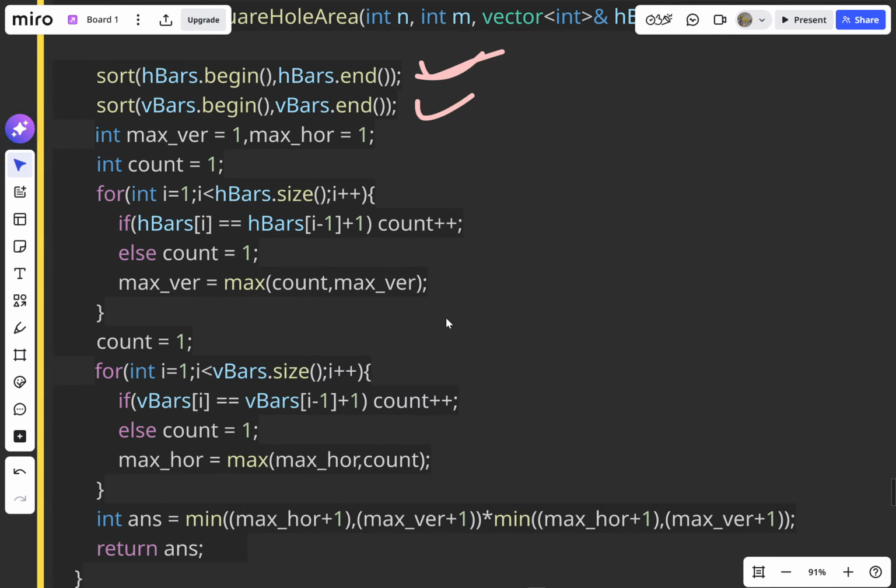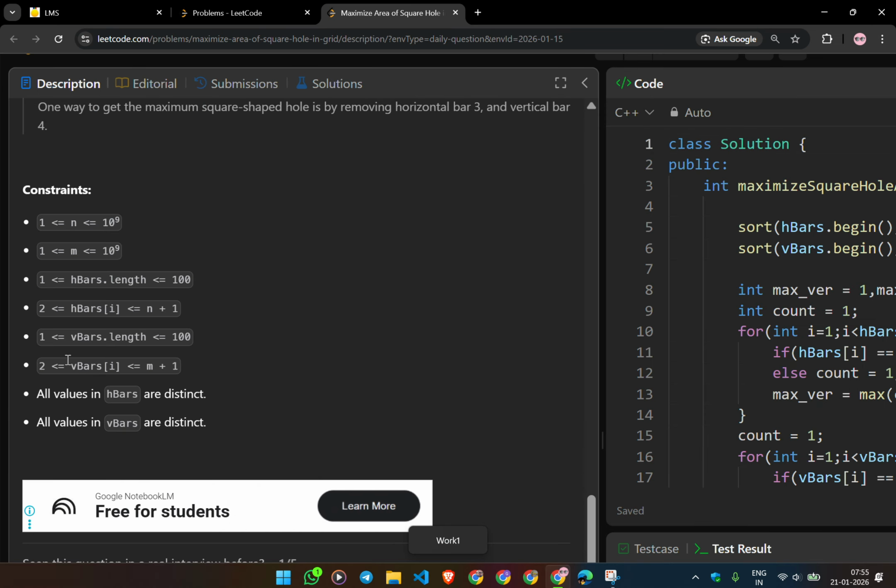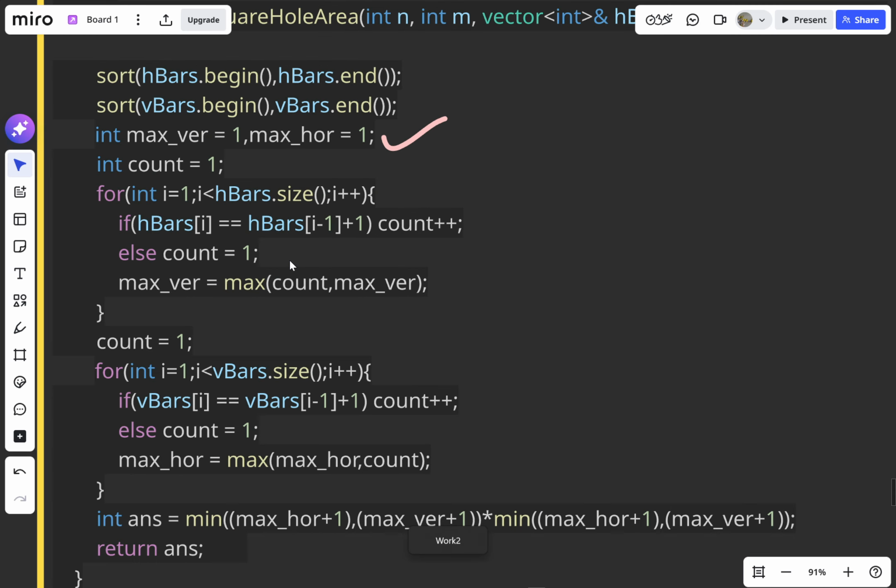Okay, then maximum vertical bar and maximum horizontal bar. In this we can store the maximum h bar and maximum v bar we can remove. Okay, so we have initialized it with 1. So there should be a minimum of 1, because it is given that the h bar length can range from 1 to 100, so minimum 1 can be there.